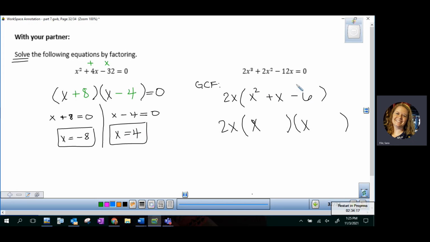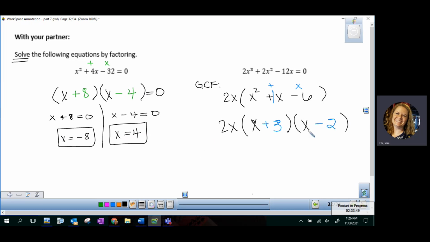So I'm asking myself what multiplies to negative 6. So what are the factors of negative 6 that add to 1? Because this would be an understood 1 right here. So again, I know it's going to be a positive and a negative, right? Because it multiplies to a negative. What did you all come up with? Did anybody get it? A positive 3 and a negative 2. Good.